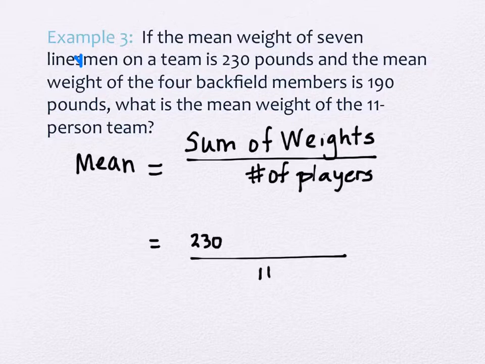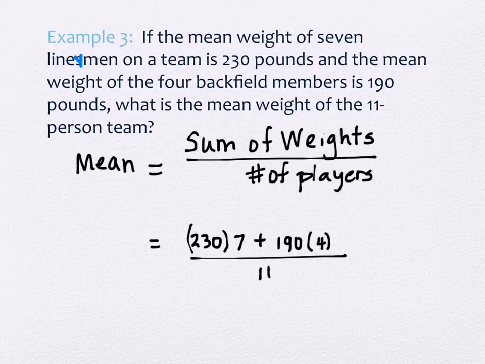Okay, so if there are 7 linemen, they would have an average weight of 230 each. I could multiply those to find out the sum of their weights. This is basically the last question we did, right? The sum of the scores. And we can add that to what? The 190 pounders, and there are 4 of them.